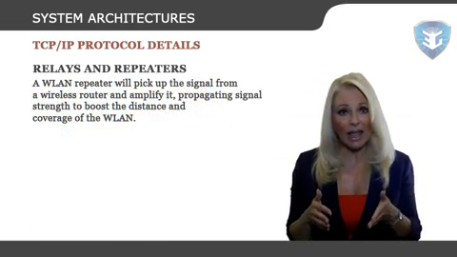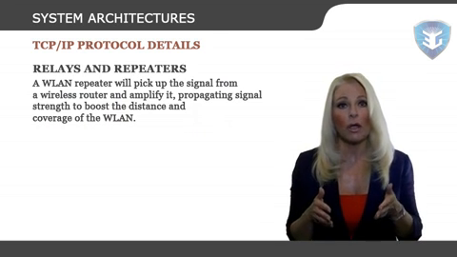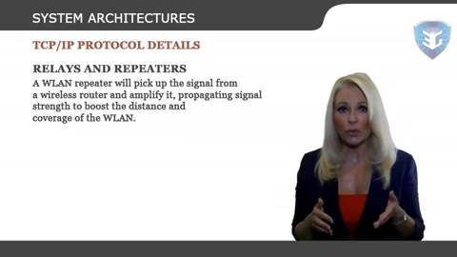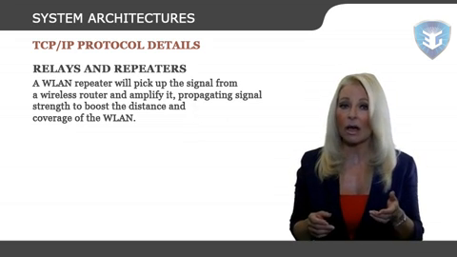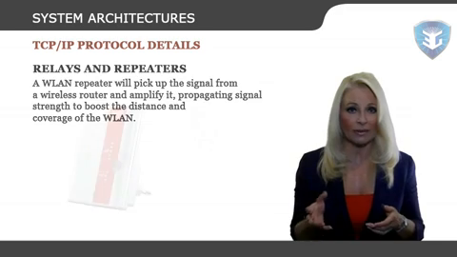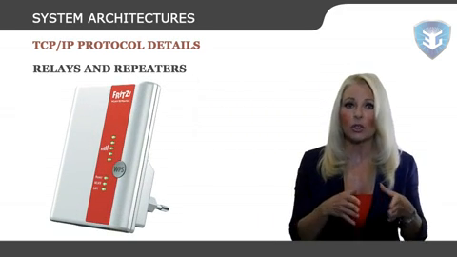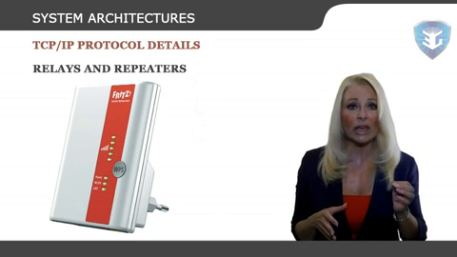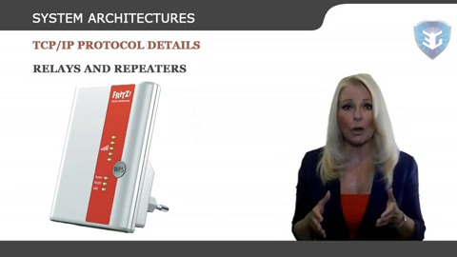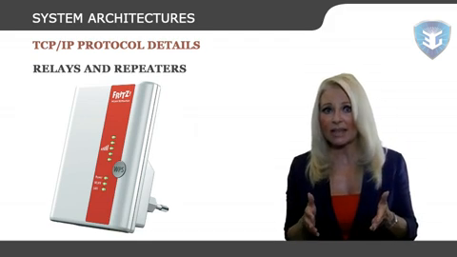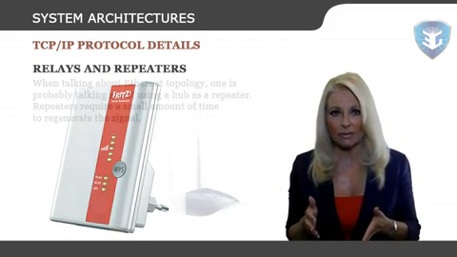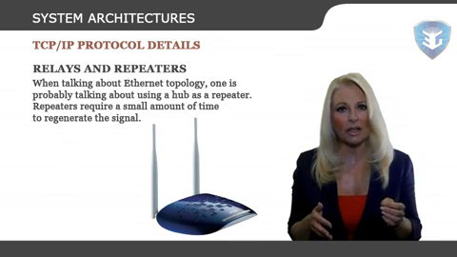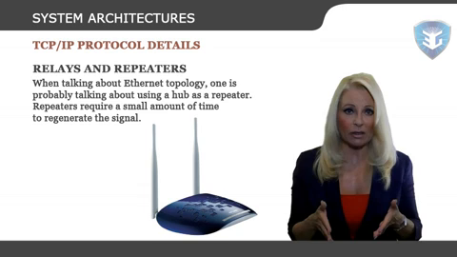A WLAN repeater will pick up the signal from a wireless router and amplify it, propagating signal strength to boost the distance and coverage of the WLAN. A repeater connects 2 segments of the network cable. It retimes and regenerates the signals to proper amplitudes and sends them to the other segments. When talking about Ethernet topology, one is probably talking about using a hub as a repeater.